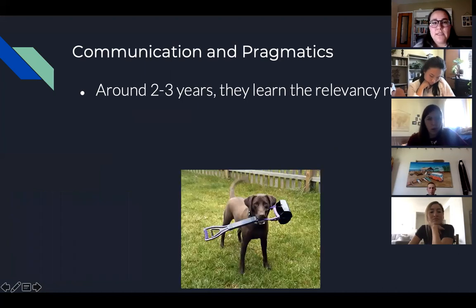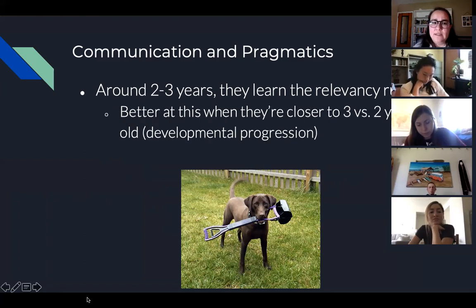And then as kids continue getting older, so around toddler age, they begin to work on learning the rule that says that you should be relevant in a conversation. And so again, there is this developmental progression that takes place during this time, meaning that 2-year-olds are more likely to go with either an irrelevant or a relevant remark. They're still trying to figure it out.